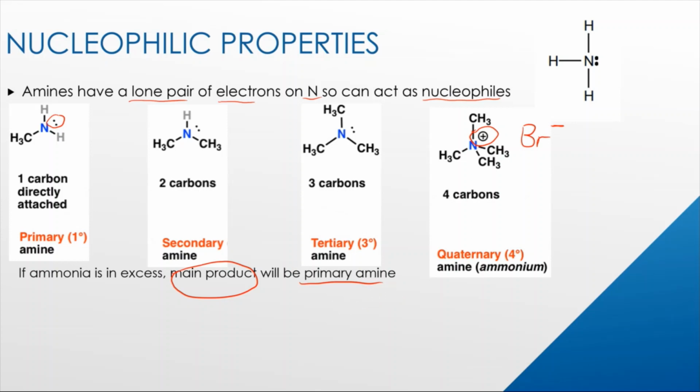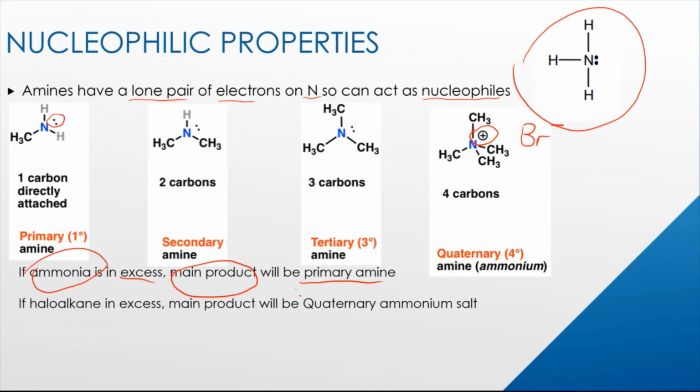Okay, let's just say that I want my main product to be a primary amine. So what I can do is I can have the ammonia in excess, or I can limit my haloalkane. Now this is because if I have my ammonia in excess, this just means that we will run out of our haloalkane before we can go to any further nucleophilic substitution reactions, and that's why we would end up forming a mostly primary amine.